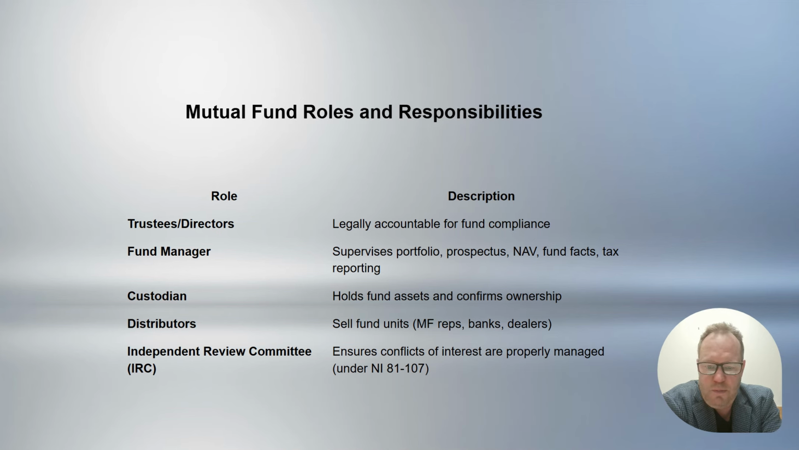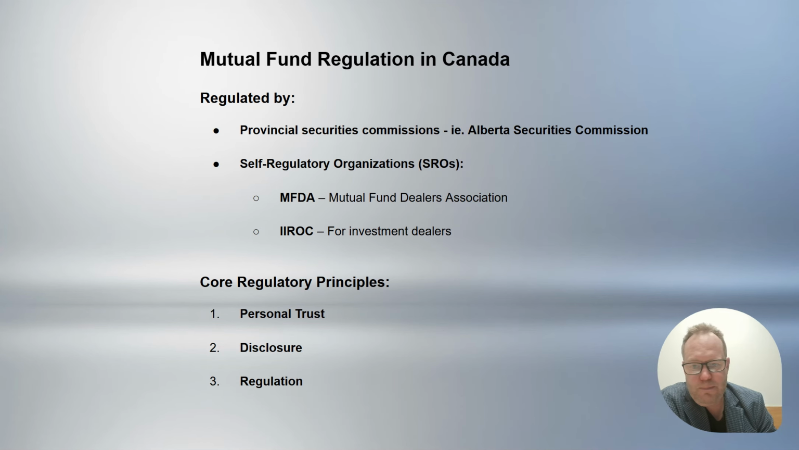The custodian for the mutual fund is the one that actually holds the fund assets and confirms ownership. The distributors for the mutual funds are the ones that sell fund units. So if you worked for Bank of Montreal and sold Bank of Montreal mutual funds, you would be a distributor for them. And then there is the Independent Review Committee. They ensure conflicts of interest are properly managed. You'll see underneath it lists NI 81-107. That is a national instrument rule. We'll get into those as well in just a couple of screens here.